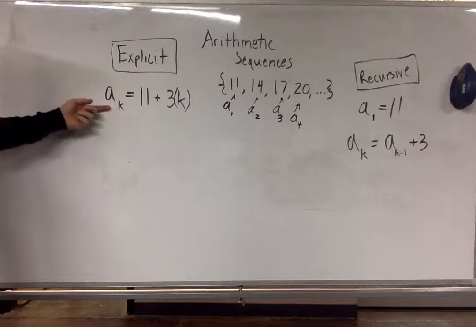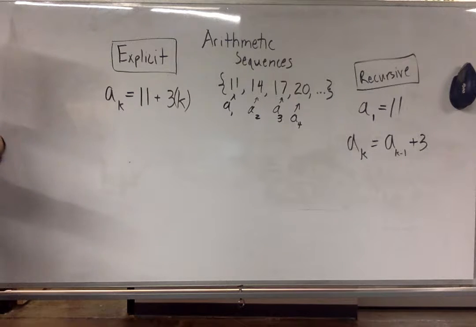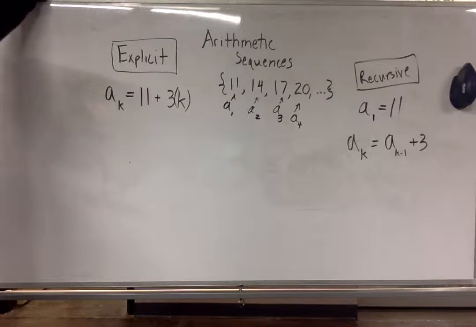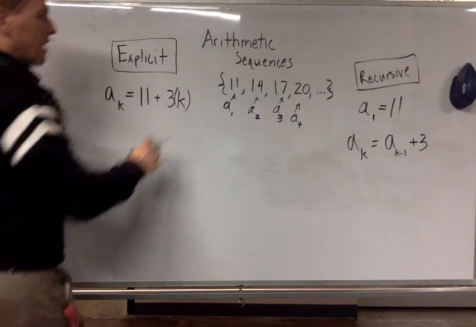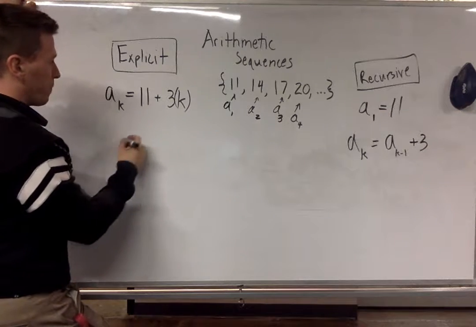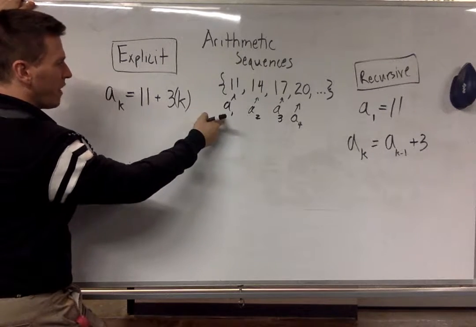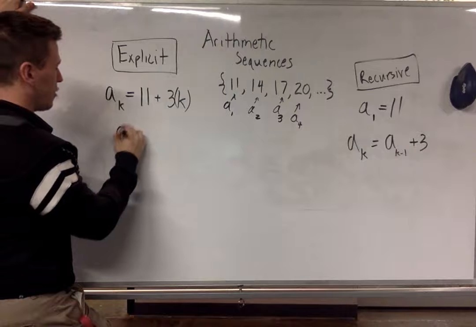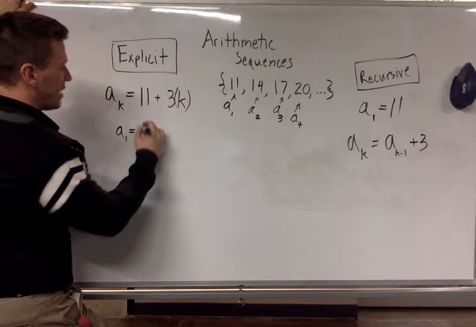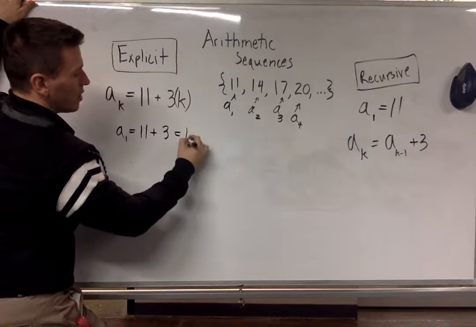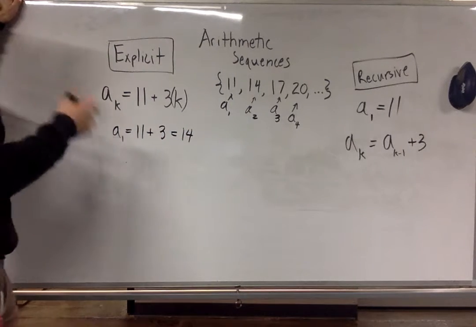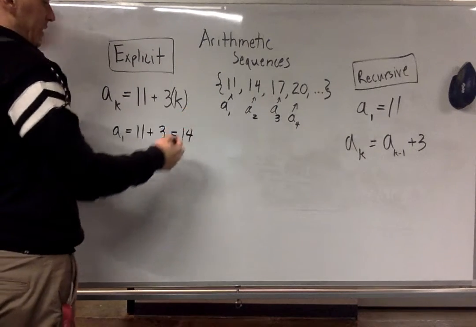But it gets really tricky here. Not even really tricky, just more annoying, less clear. Because if I am trying to use this same idea to define it, well, let's test this out. Let's find the first term. Does this work for the first term? If I plug in 1, a sub 1 would then be 11 plus 3 times 1, which is 3, which is equal to 14. Okay, so instead of getting the first term, I accidentally got the second term.